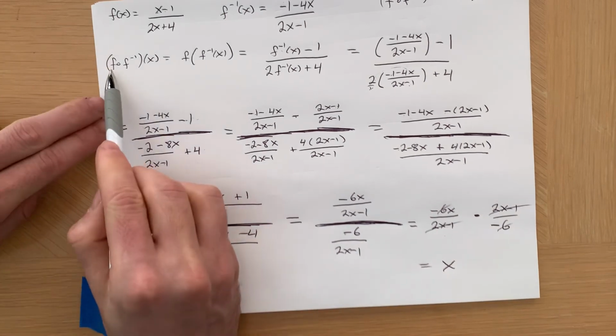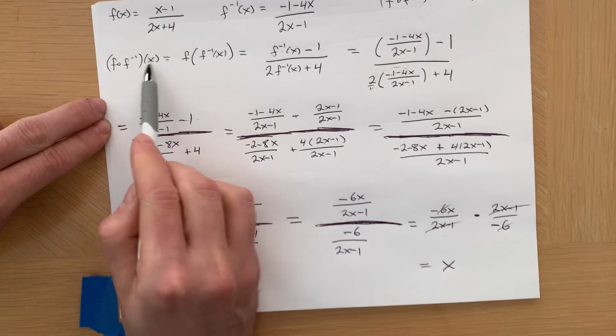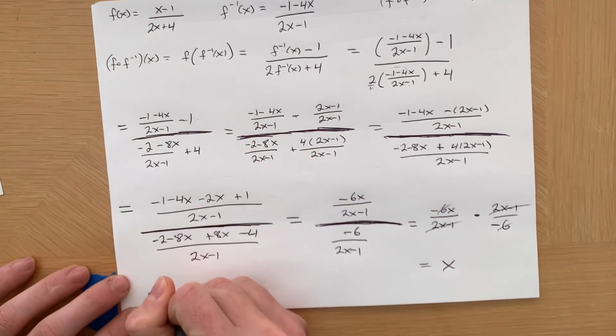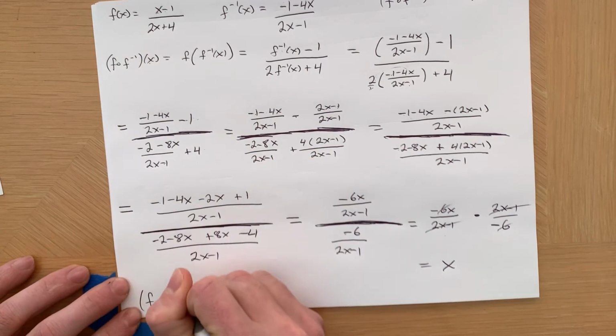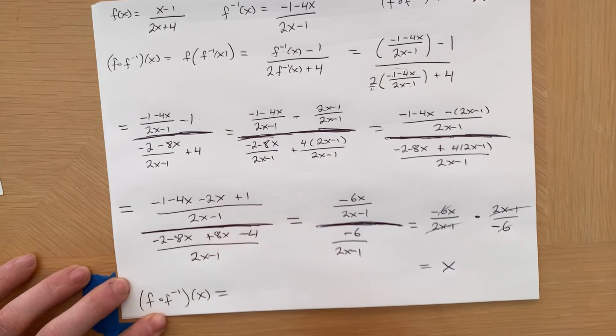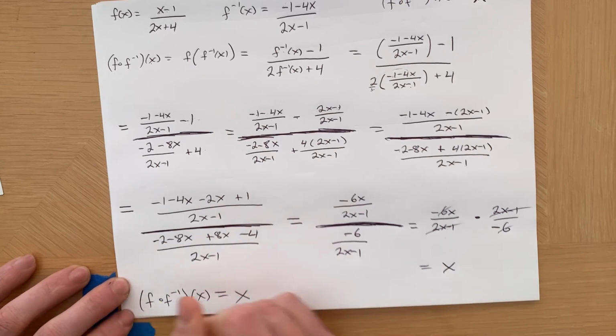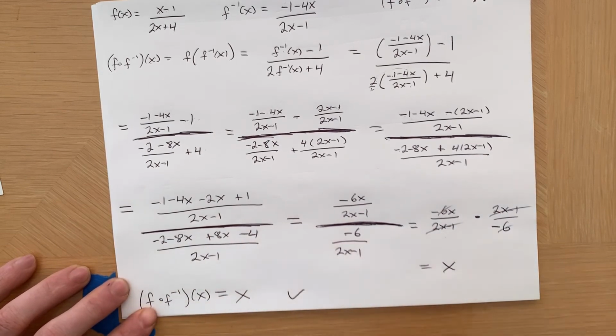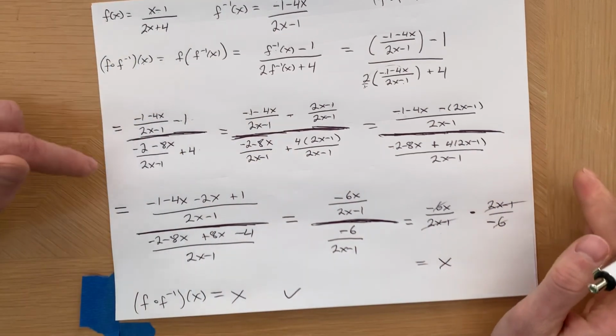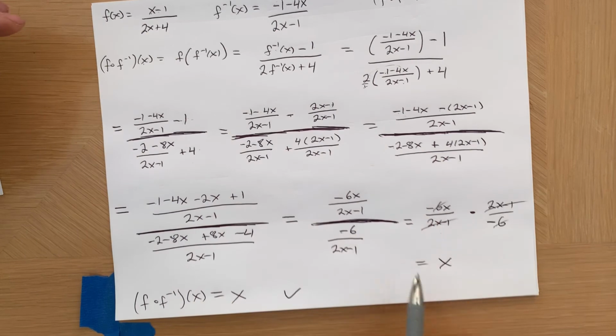What we found was, here, f composed with f inverse of x. We did all this work. And we showed this, f composed with f inverse of x is equal to x. So that's good. That means that this is actually the inverse of that. So this one was really messy, but luckily we didn't make a mistake. And at the very end, we get this thing is equal to x.